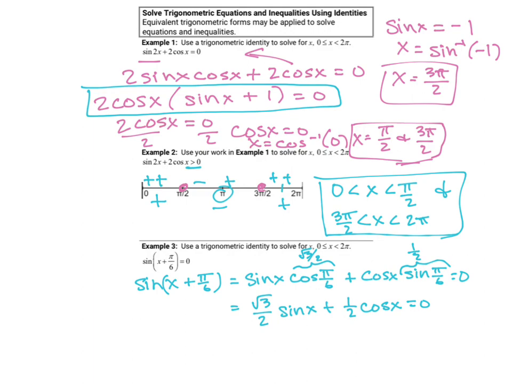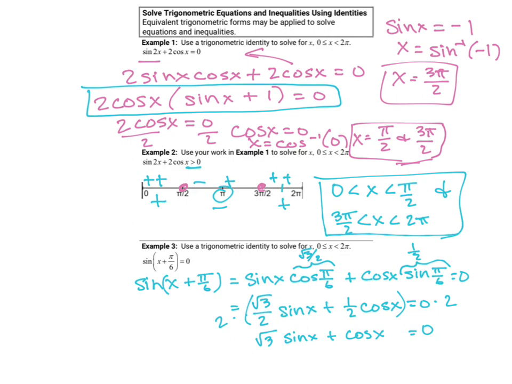What am I hearing? Multiply times 2. I love it. I love a good option. Times 2. Everything. Everything. Multiply by 2. What happens on the right side with the 0 times 2? 0. Say nothing. But I've got square root 3 sine x plus cosine x equal to 0.